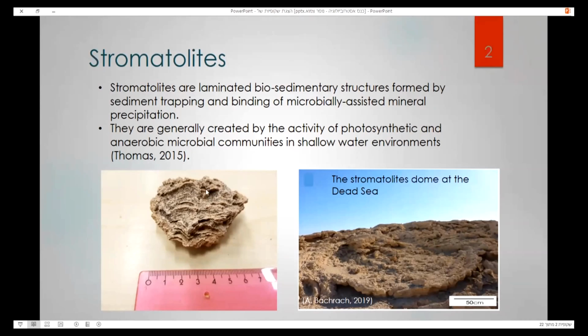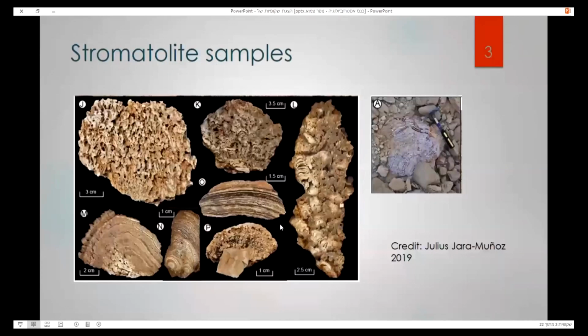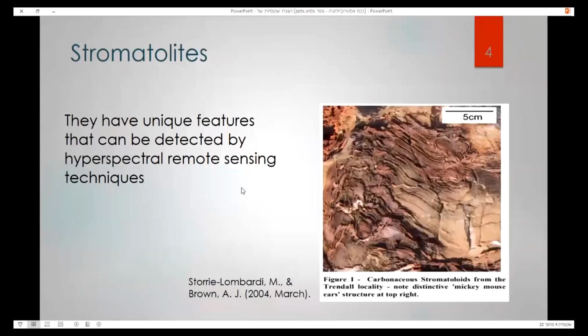Here we can see a sample of a stromatolite from the Stromatolites dome, where we sampled. These are stromatolite samples and sections. Stromatolites have unique features that can be detected by hyperspectral remote sensing techniques. And here in the photo are stromatolites from Western Australia.